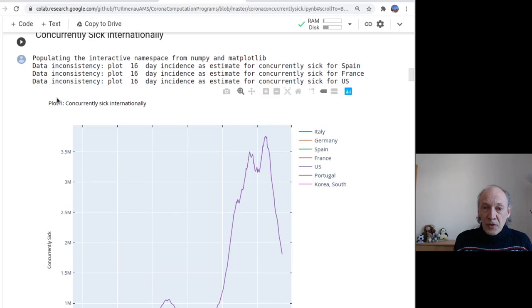And here you can also see a warning. There is a problem with the data consistency for Spain, France, and the US, because they don't really have consistent numbers for the recovered, right? Particularly the US stopped giving the recovered data like a month ago. So instead I'm using the 16-day incidence. I'm assuming that after testing positive, after 16 days, the person is either recovered or dead, right? So that's the estimation. And actually in my first corona video, I showed that the 16 is a reasonable number.